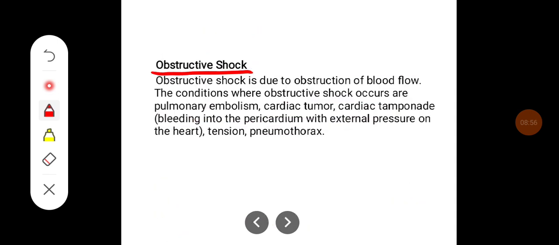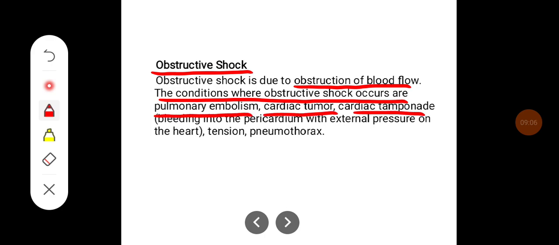Obstructive shock. Obstructive shock is due to the obstruction of blood flow. The conditions where obstructive shock occurs are pulmonary embolism, cardiac tumor, cardiac tamponade, that is bleeding into the pericardium with external pressure on the heart, and tension pneumothorax.